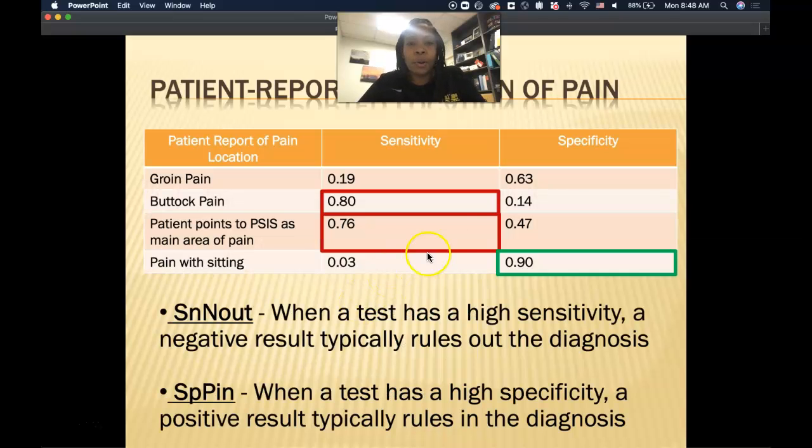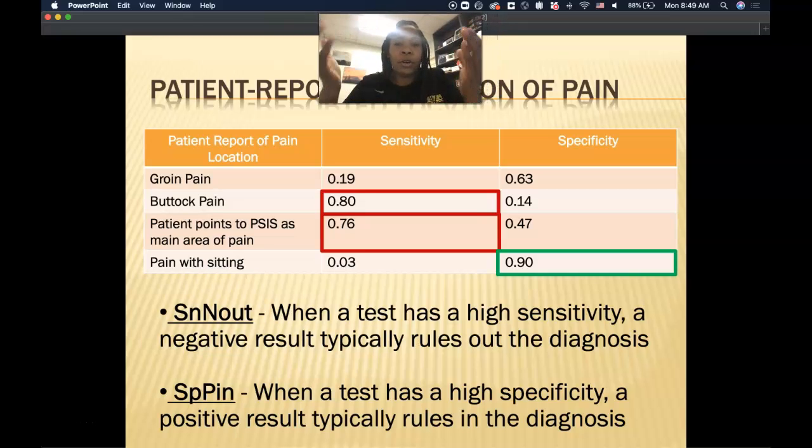So, patient-reported symptoms based on the location of pain. We know sensitivity and specificity, I think, but because it's been so long since we've been in evidence-based practice, let's take a little bit of time here to review.